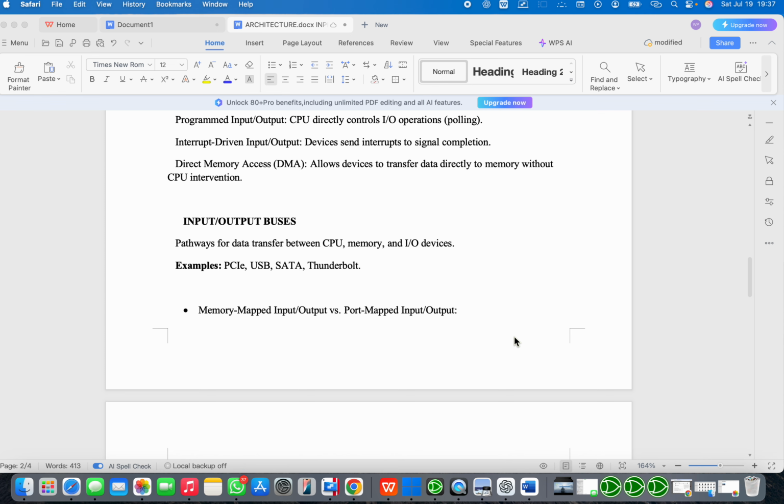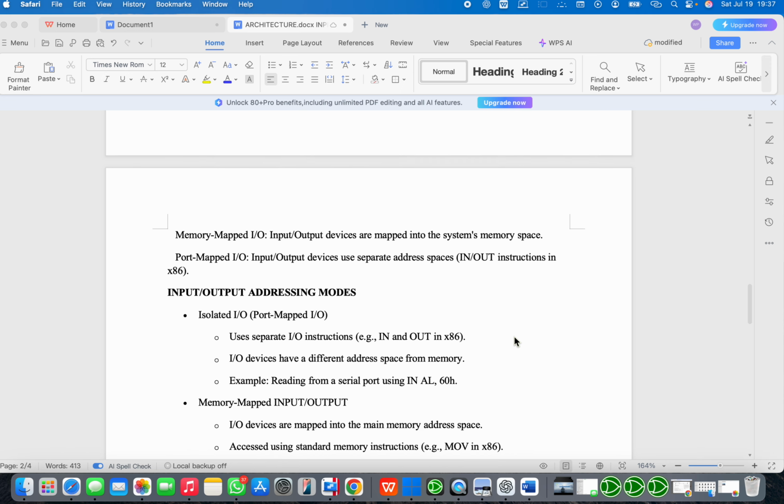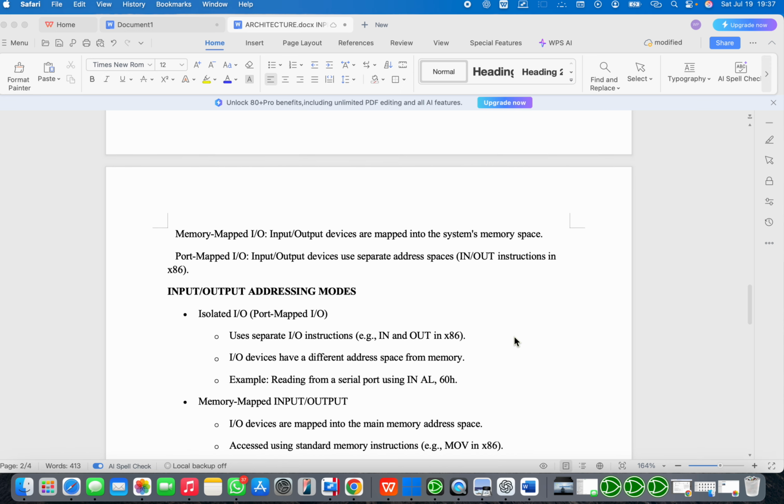So, input and output buses. The buses are pathways for data transfer between the CPU, memory, and input or output devices. Examples are PCI, USB, Serial Advanced Technology Attachment, and Thunderbolt. Memory mapped input or output versus port mapped input or output. Memory mapped input or output devices are mapped into the system's memory space. The port mapped devices use separate address spaces.